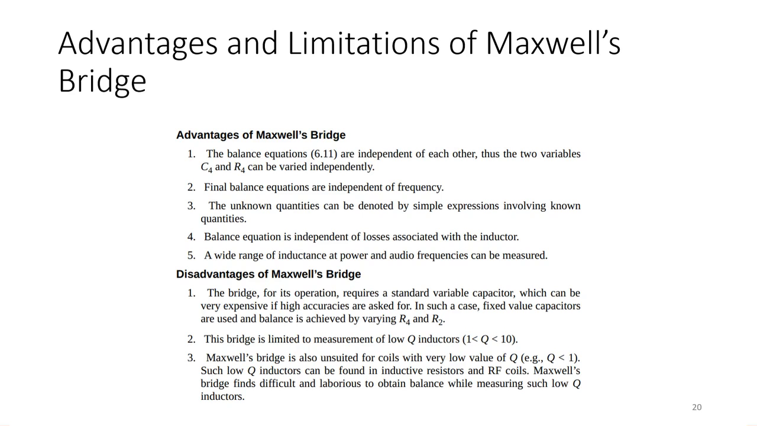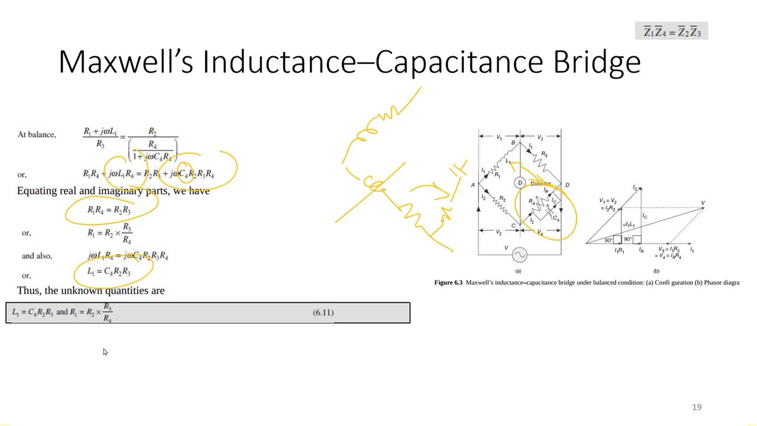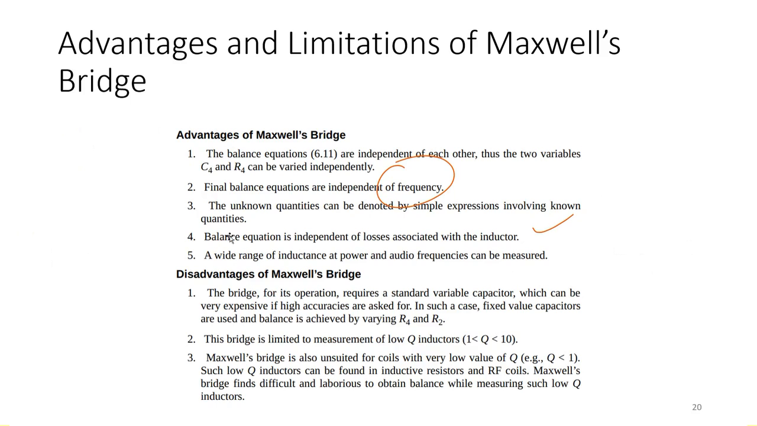After that, the final balance conditions are independent of frequency, so we can use any frequency for this circuit. Balance condition is independent of losses in the inductor, because in the balance condition we have no inductance connected. And a wide range of inductance at power and radio frequencies can be measured, because it does not depend upon frequency, so we can use it on any frequency.